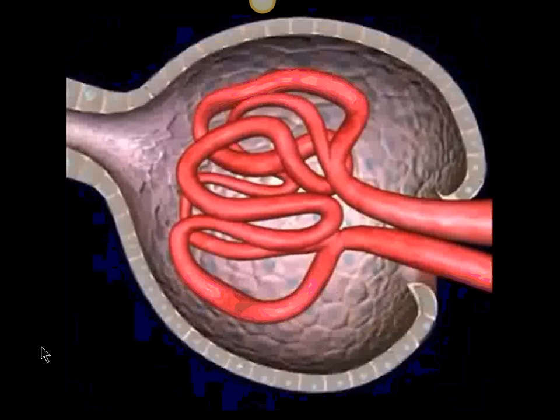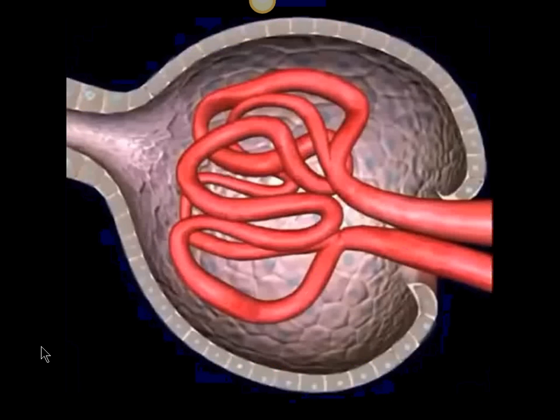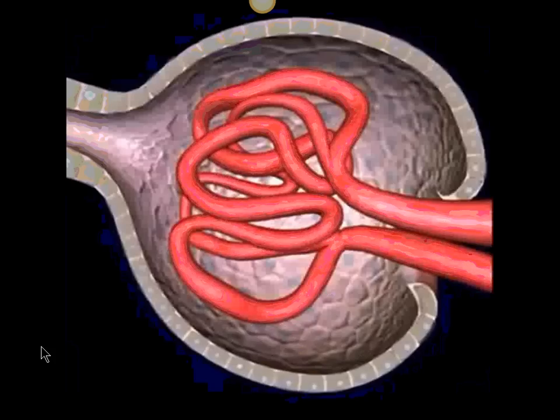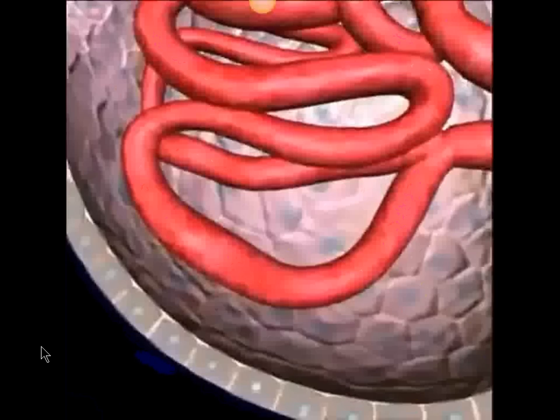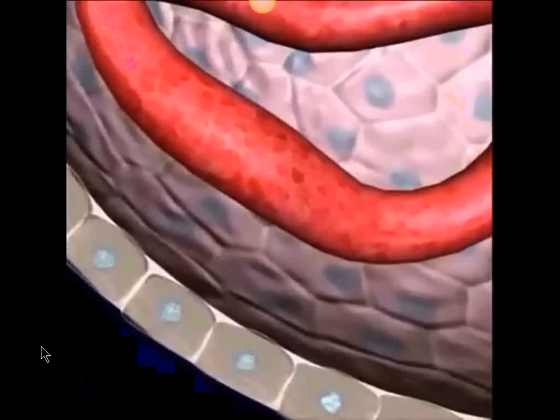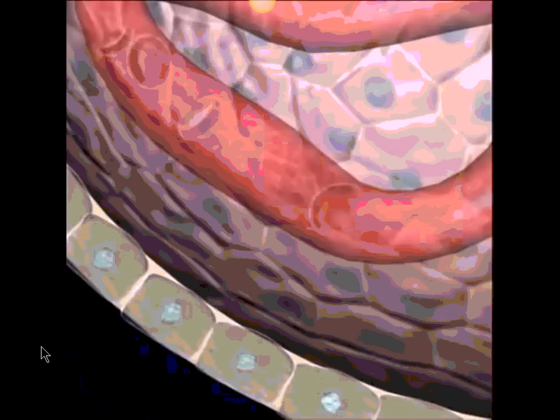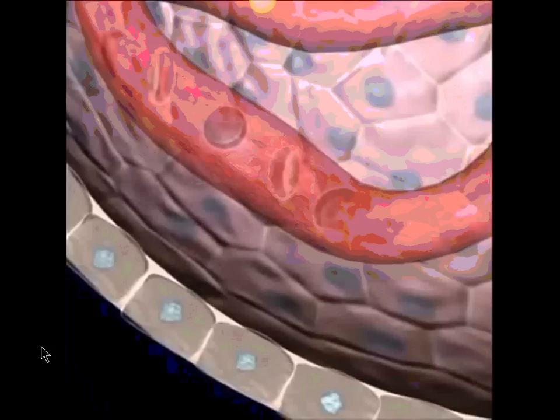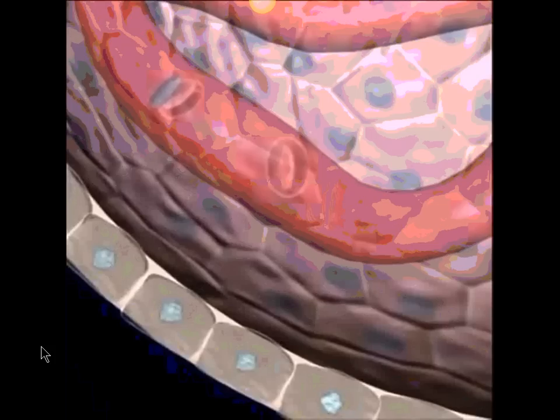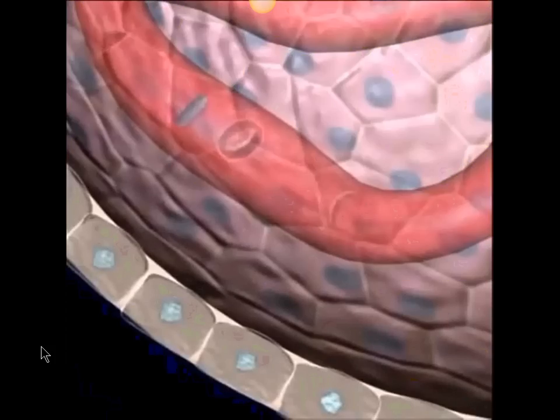Filtration is the first of three main processes in urine formation. Blood flowing from the glomerulus exerts pressure, and this glomerular blood pressure is high enough to push water and dissolved substances out of the glomerulus and into the capsule. This then becomes known as a filtrate.